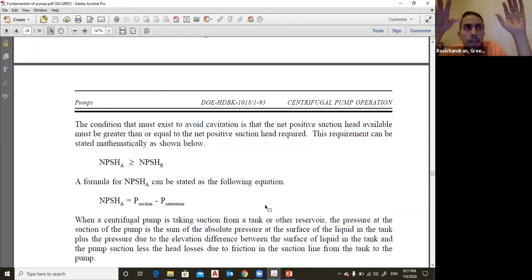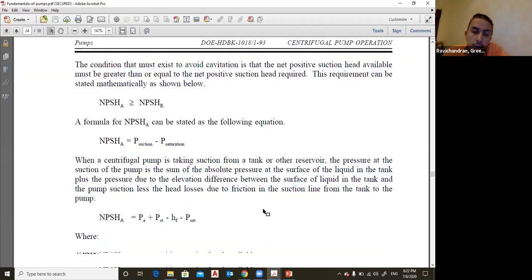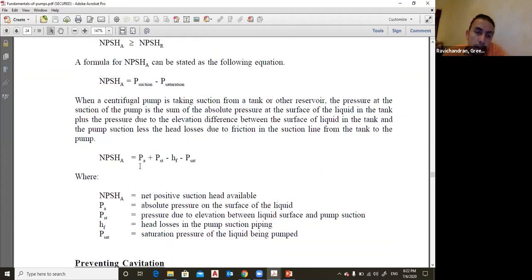But know this definition: net positive suction head is equal to the pressure at the suction minus the pressure of saturation. Sometimes we say saturation pressure, sometimes vapor pressure. Normally we use vapor pressure. It means suction pressure minus vapor pressure is the net positive suction head. Okay. If you need to go into details, we go to this equation.